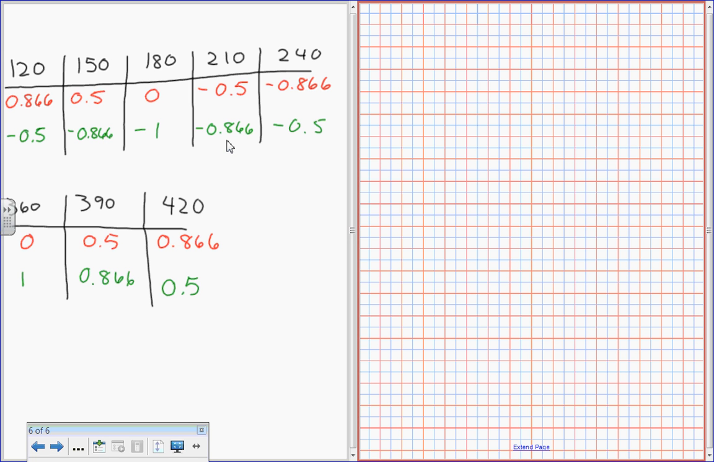Do you guys need to borrow graph paper? What are you doing with graph paper?